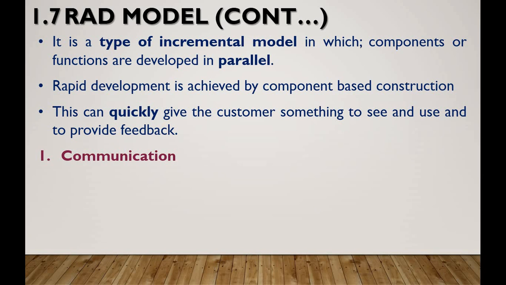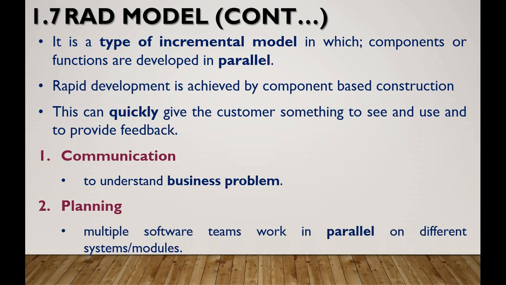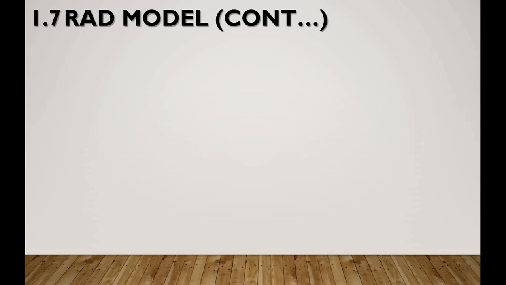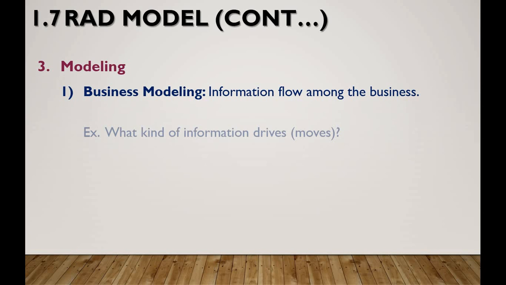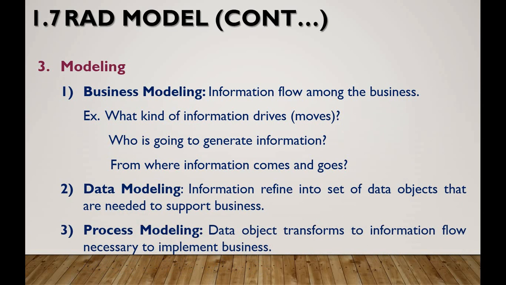The first phase is communication. In it, we understand the business problem, which is also a phase of SDLC. The second one is planning. In planning, multiple software teams work in parallel on different systems or modules. In modeling, there will be 3 types of modeling. The first one is business modeling. In it, we look at the information flow among the business. For example, what kind of information drives the business, who is going to generate information, and from where information comes and goes.